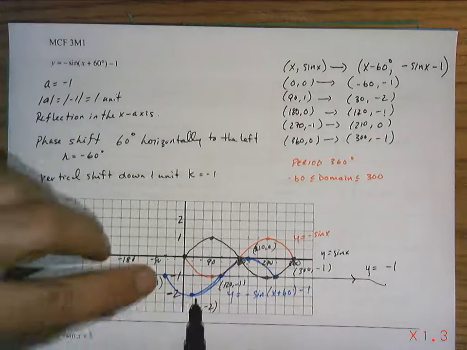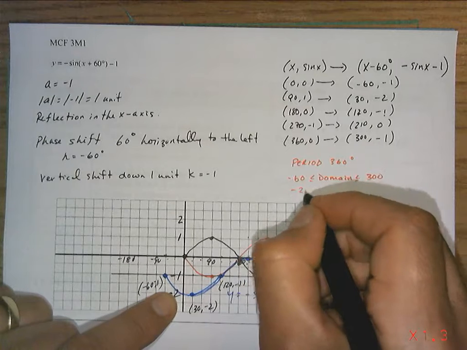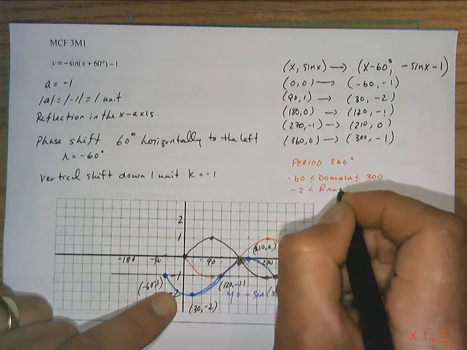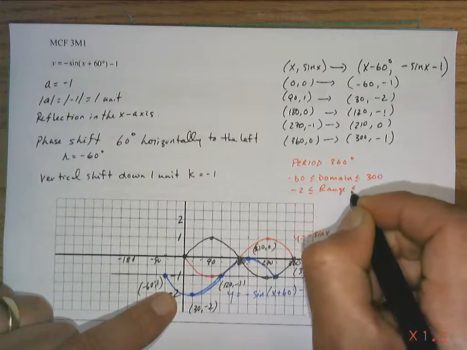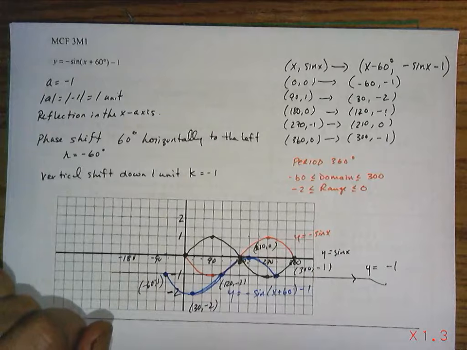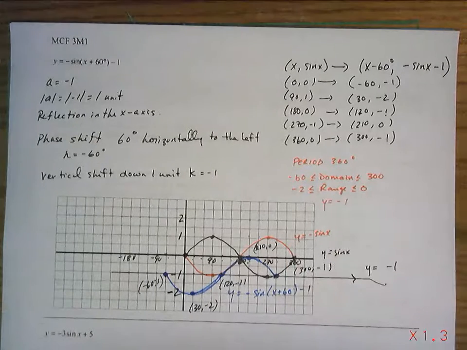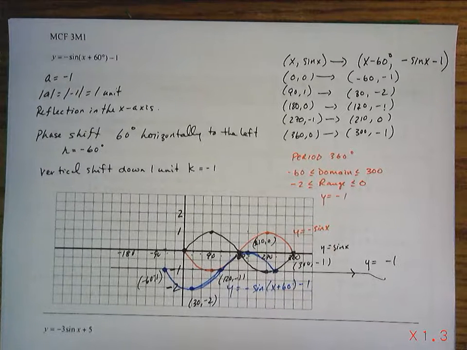Range. Well, for the blue one, I go down to negative 2, but I go up to 0. So your range is... Let's see what's next. Equation of the horizontal axis. Well, we've done that already. Y equals negative 1. Yay, I've done everything now. Okay, so... Oh, wait. Phase shift. Oh, I missed so much.